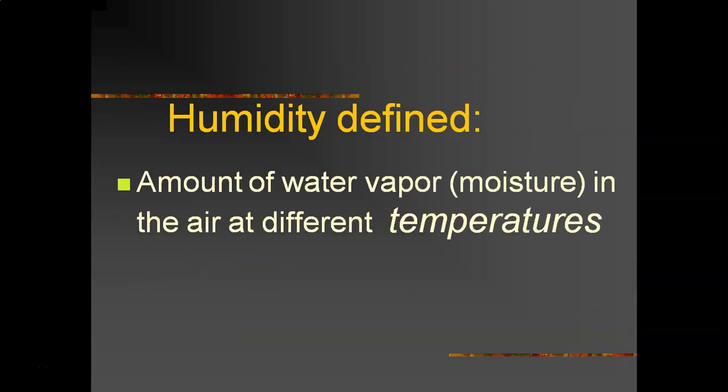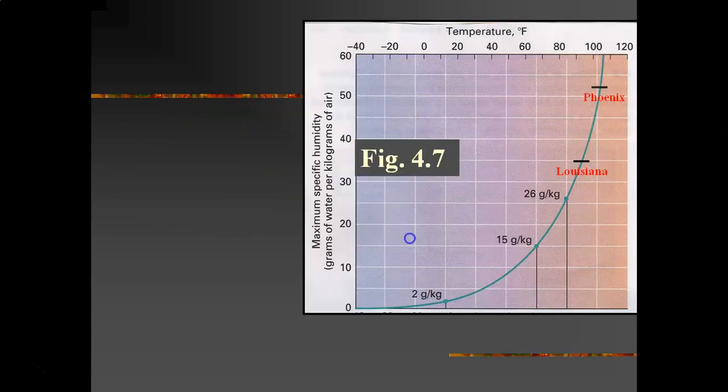Let's define humidity now. Certainly we're familiar with humidity in Louisiana. Specifically, it's the amount of water vapor, or just simply moisture, in the air at different temperatures. And that's important. The word temperatures is very important because the amount of water vapor the air can hold is dependent on the temperature. Let's look at the relationship.